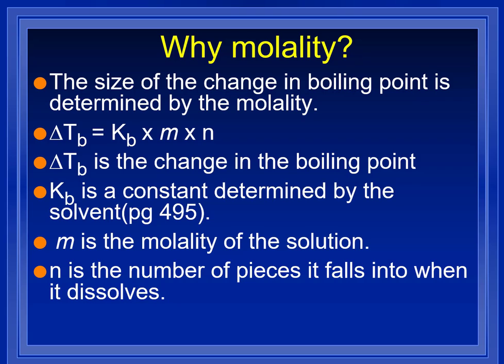So we just saw ionic compounds. We could figure out how many pieces they fall apart into. Sodium chloride fell apart into 2. Aluminum fluoride fell apart into 4. Calcium phosphate fell apart into 5. So those are going to be an integer number.